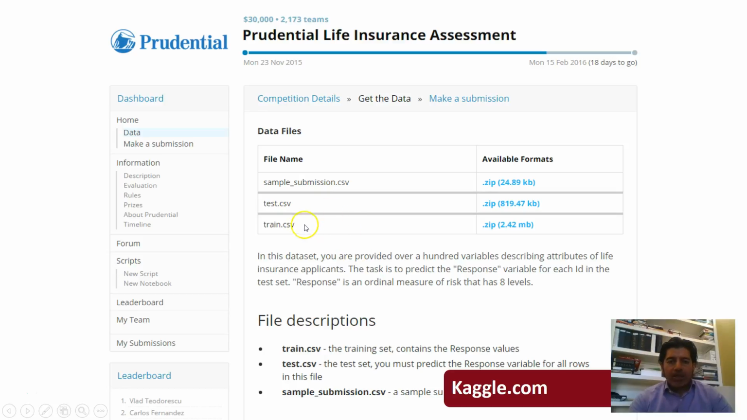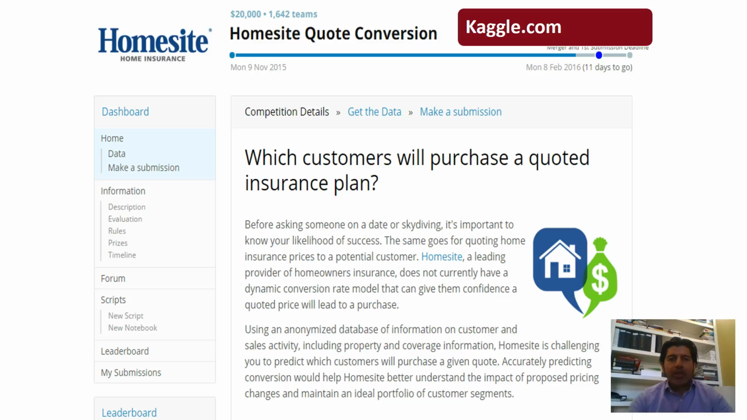So this is the training set, this is the test set, and response is an ordinal measure of risk that has 8 levels, right? So high risk to low risk at 8 levels. You have 100 different attributes. Can you train a predictive algorithm to go out and do that, right? So really interesting and easy to comprehend application of prediction in this case for an insurance company, right? Prudential. Here is another one actually from the insurance industry.